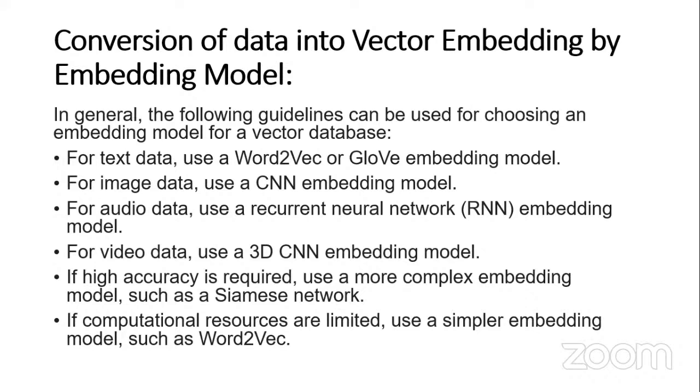So in general, the following guidelines can be used while choosing which model exactly we want to go for in order to embed. For textual data, we use the word2vec embedding model or the GloVe embedding model. For image data, we definitely use a CNN embedding model. For audio data, we will use recurrent neural network, RNN, embedding models. Then video data: video is nothing but broken down images, repeated again and again, right? So for video data, we use a 3D CNN embedding model.